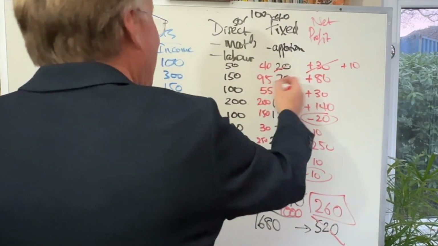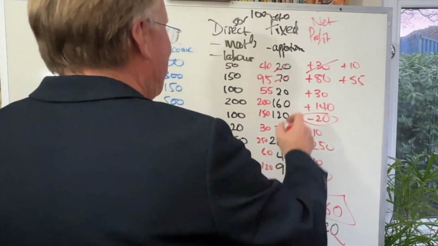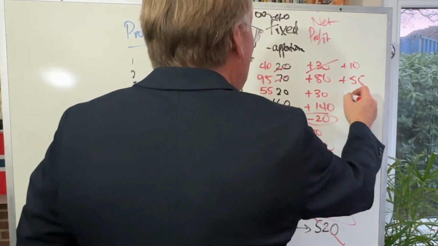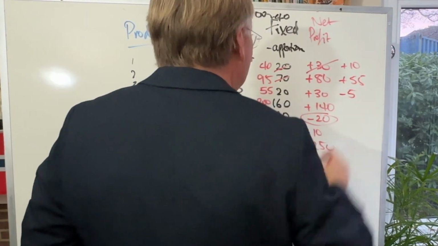This one's gone up by 25. So this one has gone down to only plus 55. Still worth doing. But this one, you can see it's gone up by 35 and it was only on plus 30. This one is now on minus 5.